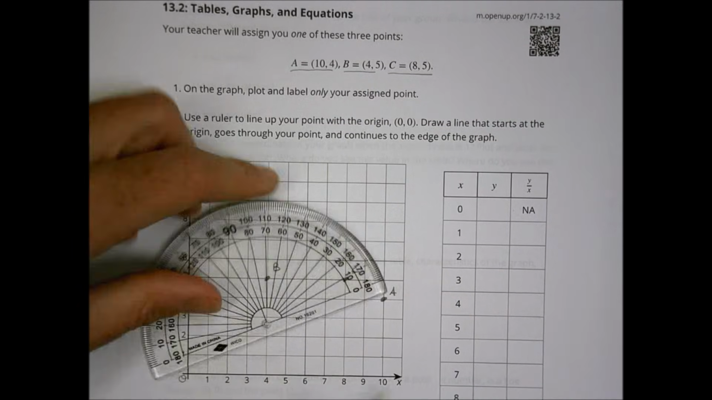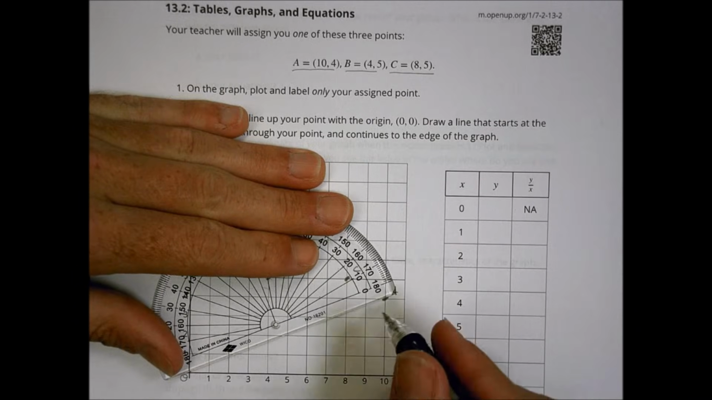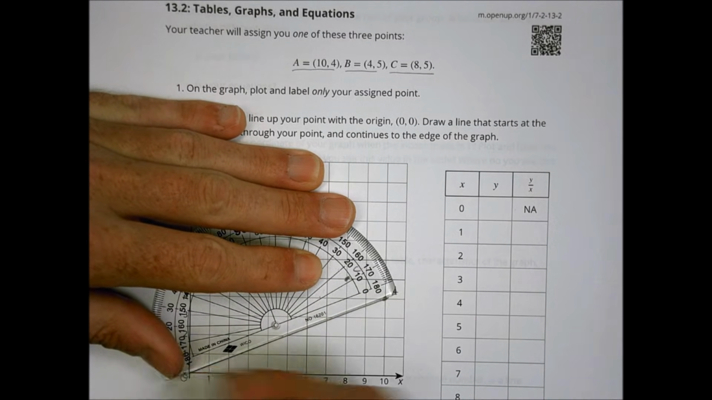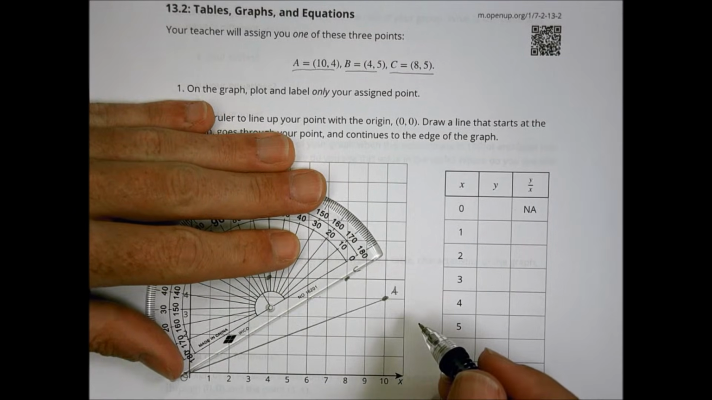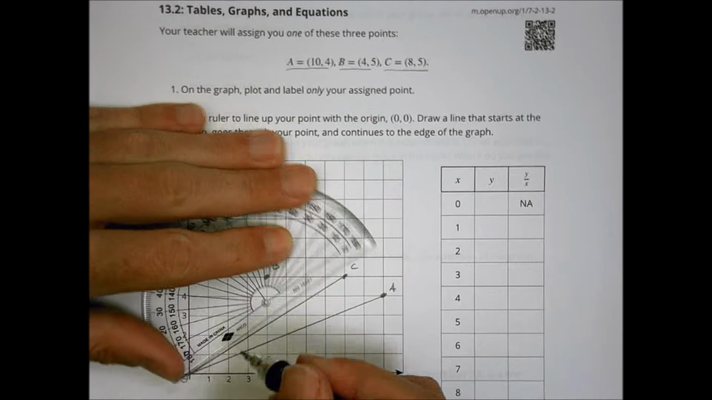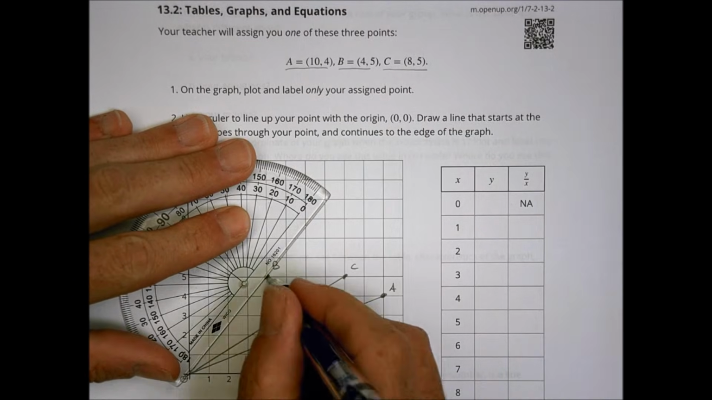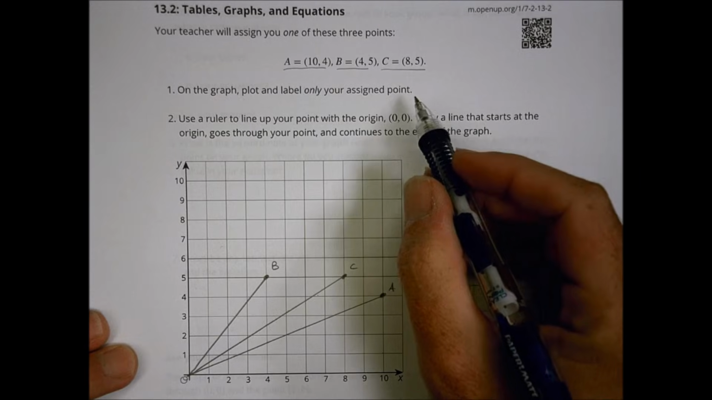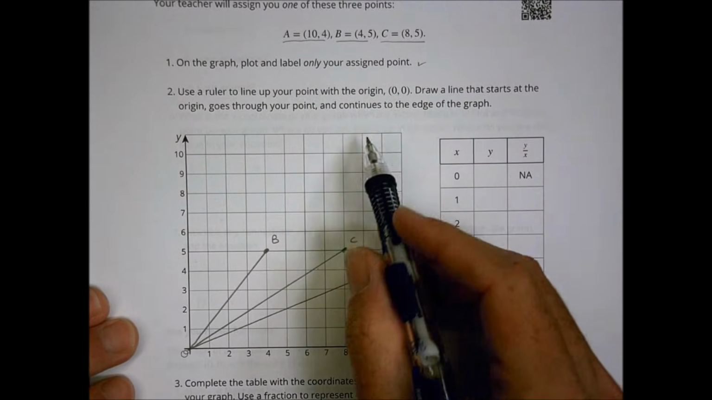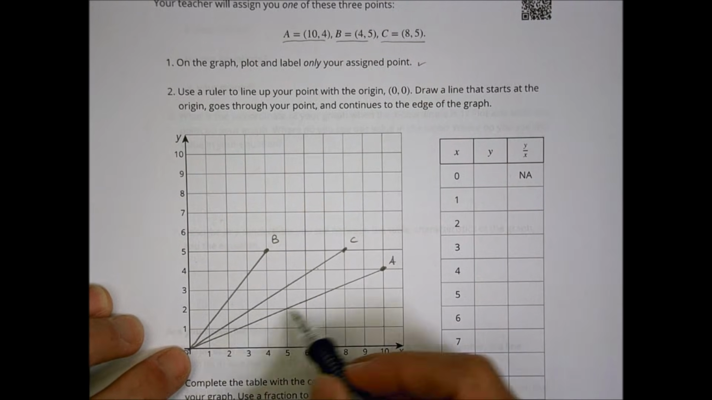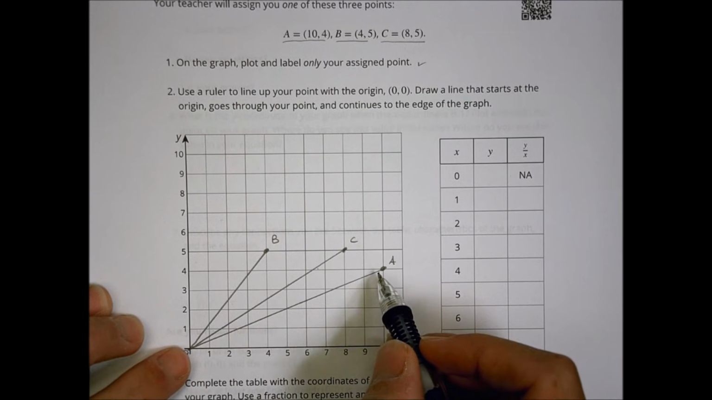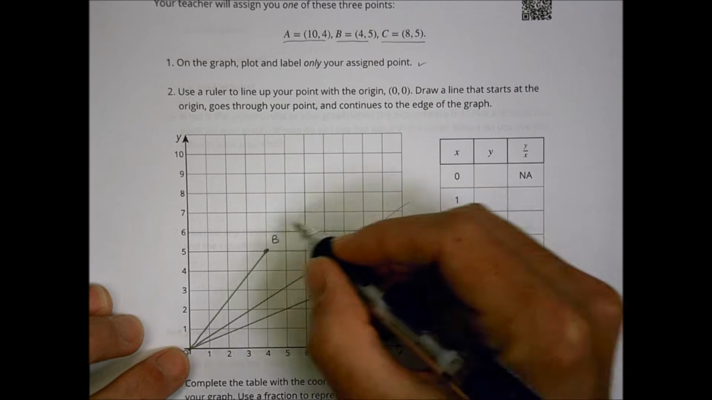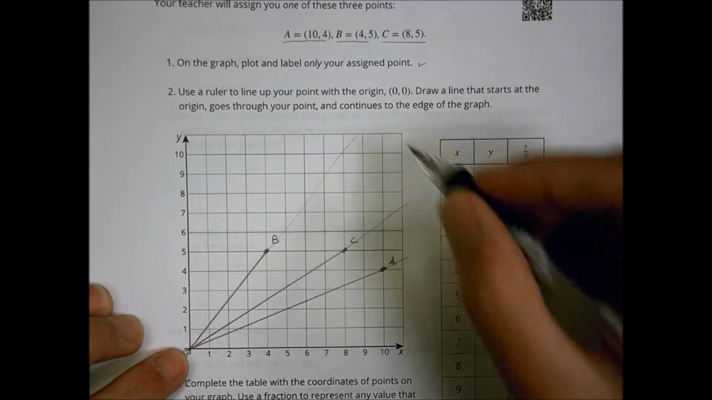If you then connect the dots and draw your nice lines, then the A graph, or the A point from the origin, would look like that. The C one would be about here, and the B one would be about here. Again, you were just assigned one of those points, and so you plotted that point there. You used your ruler to line up the point with the origin, and you drew the line that starts at the origin and went through your point. And they said to continue to the edge of the graph, so this would just continue on, and continue on.